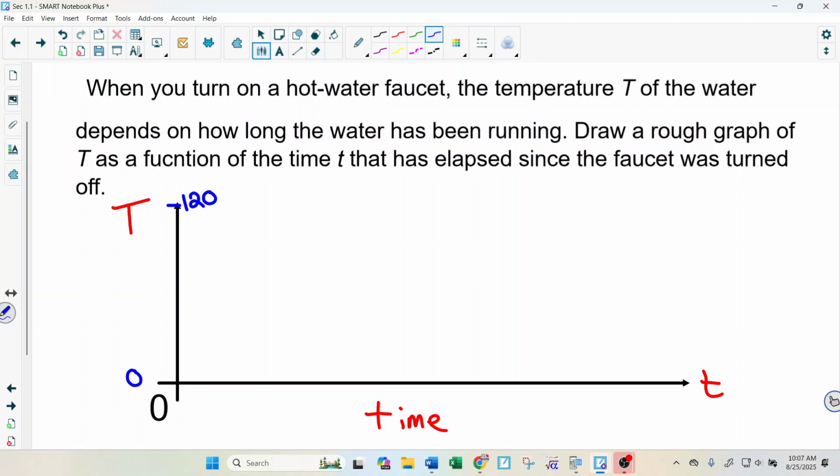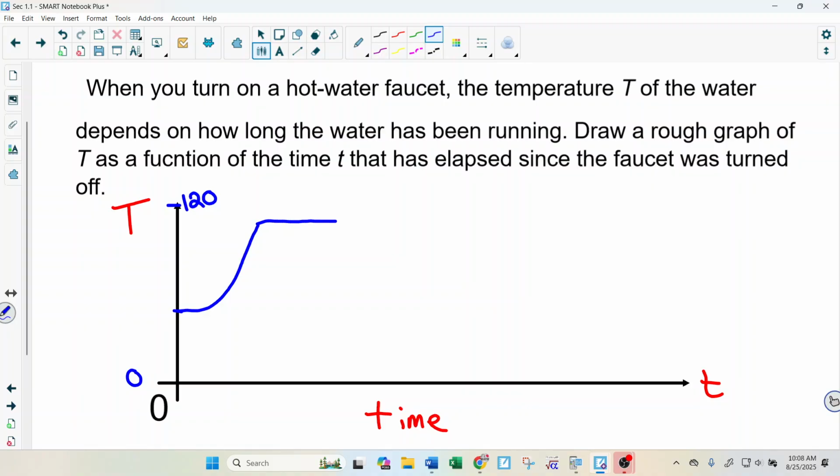It starts out cold, then it gets warm, okay? So it starts off, we won't say it's necessarily 0, so it's somewhere in here, right? It starts off at whatever temperature is just sitting in the pipes, and then slowly it will ramp up. And then what happens? It goes flat. You have your hot water, and it goes flat.